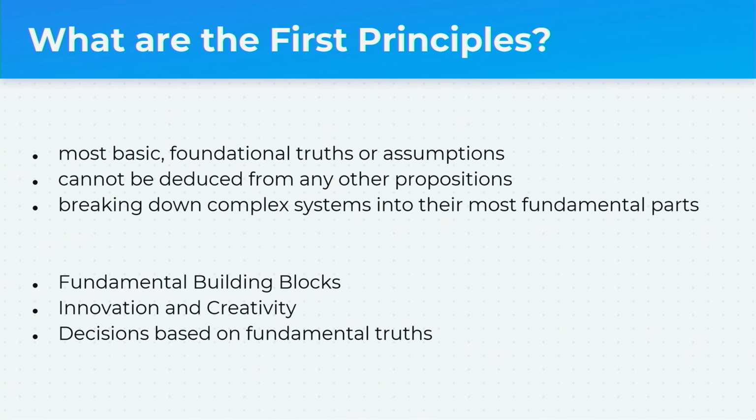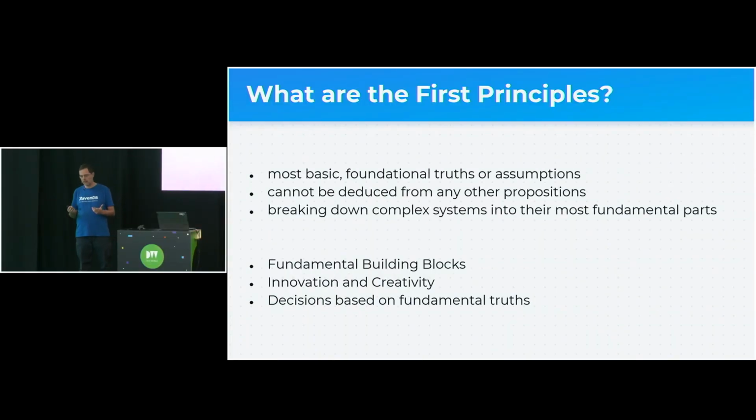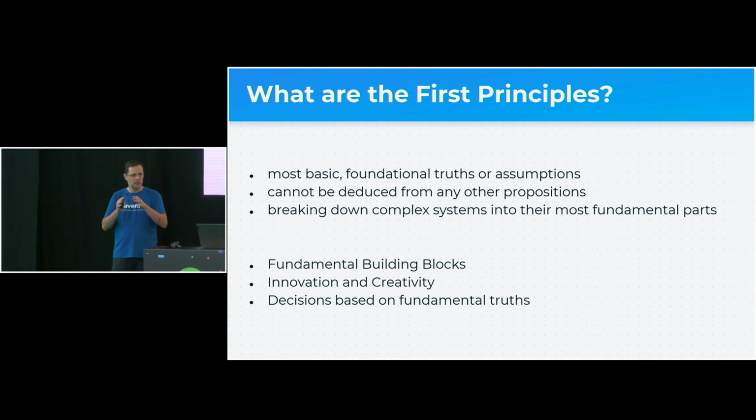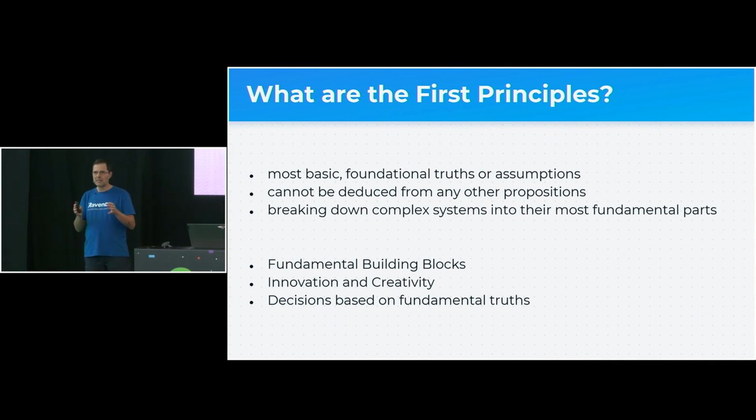First principles are basic, fundamental truths or assumptions about something, and they cannot be deduced from other facts about the system. In mathematics, this would be close to axioms. Here we apply this fundamental thinking to the systems we are building. We break a complex system down to its basic components, and we are able to see the gist of the systems we are building. Then we can reason about fundamental building blocks, be innovative and creative by combining these blocks, and make our decisions based on the fundamental truths instead of always using the same architecture.